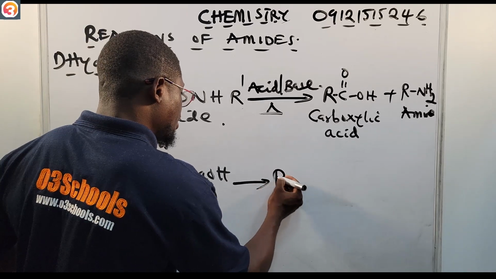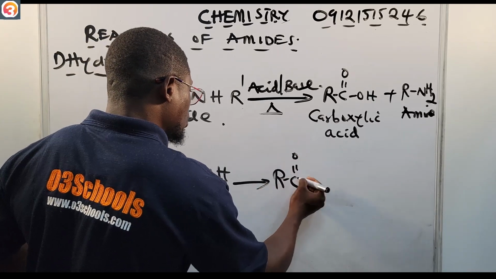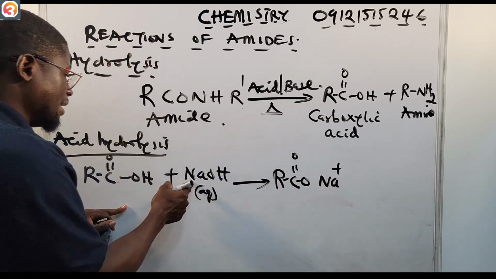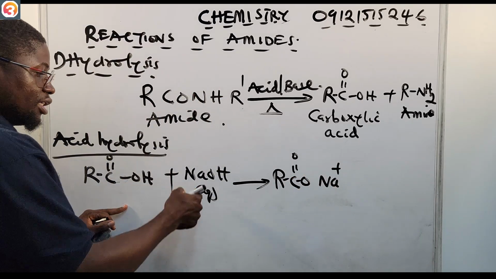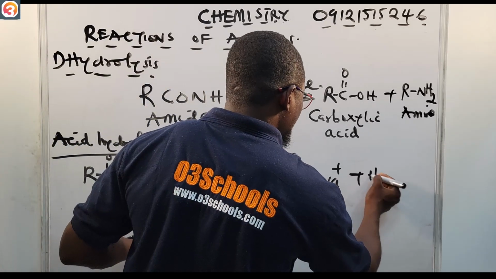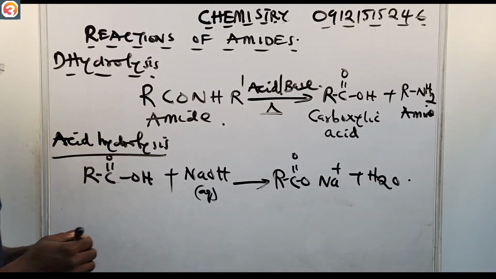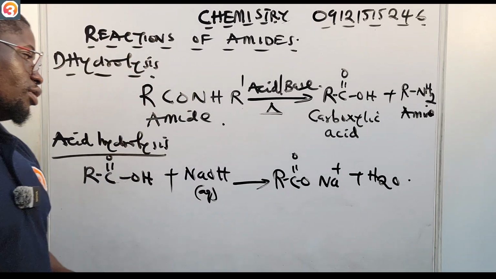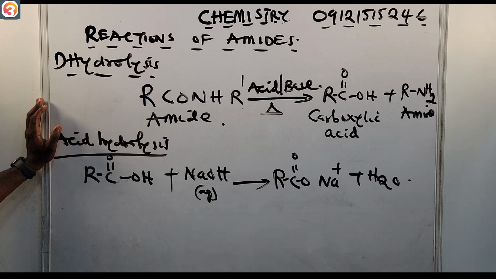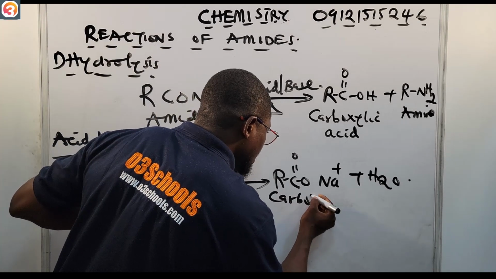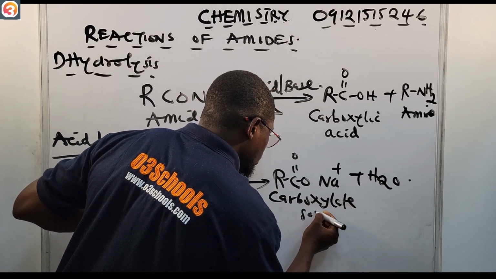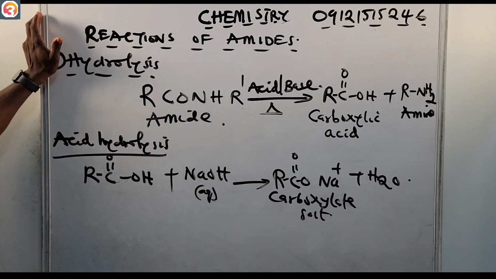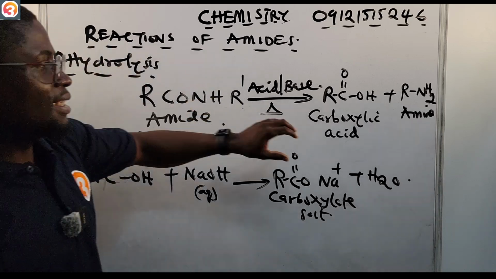We're going to have RC double bonded to O, then single bonded to O, then I'm going to have Na plus. They will trade position. Then I'm going to have plus H2O. So this is a salt, a carboxylate salt that is formed, plus water as product once we neutralize. This is a carboxylate salt, and that is water. So it's clear as daylight.